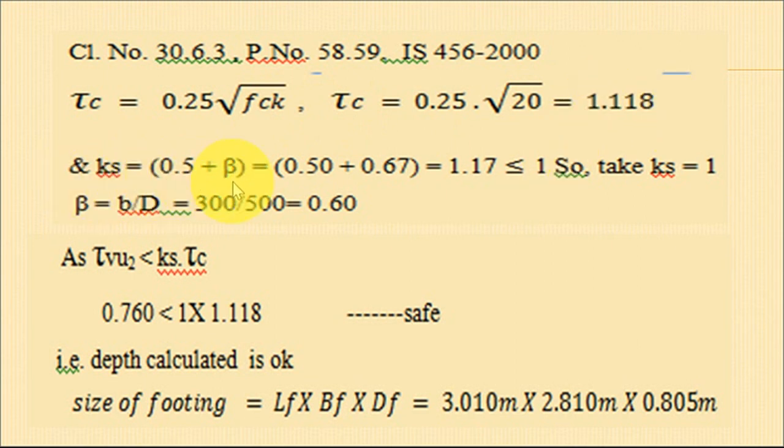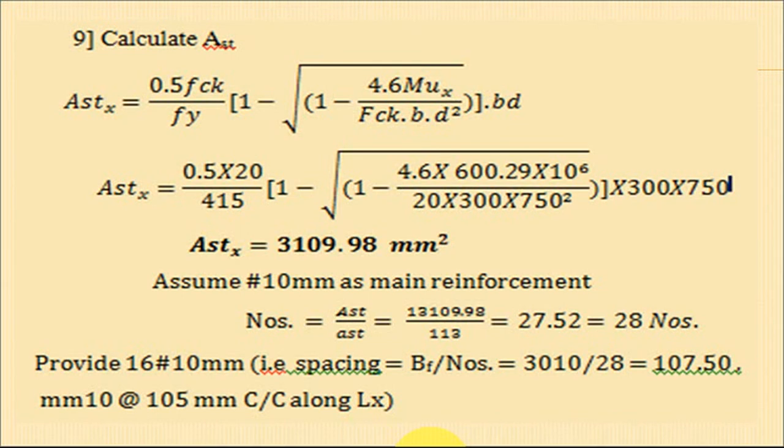Ks is equal to 0.5 plus beta, and this beta is equal to B by D for the column, which is 0.60. 0.5 plus 0.60 is 1.1, which is greater than 1, so we can take Ks equal to 1. So tau Vu2 is less than Ks times tau c. So we can say that whatever depth we have provided is okay, there is no problem. So the size of the footing LF by BF is 3.01 meter by 2.810 meter by 0.805 meter. Now this is the final dimension of the footing.